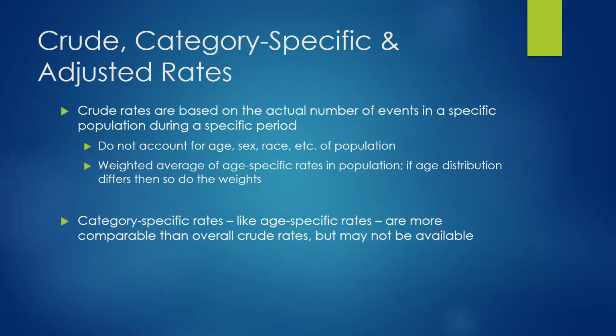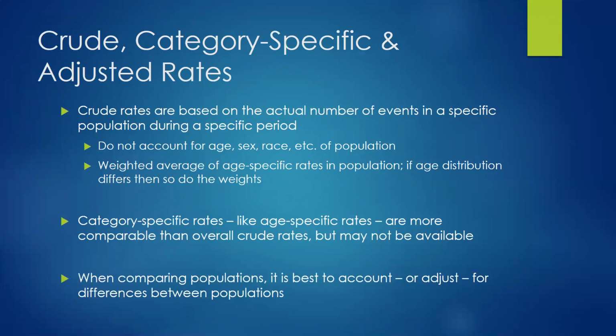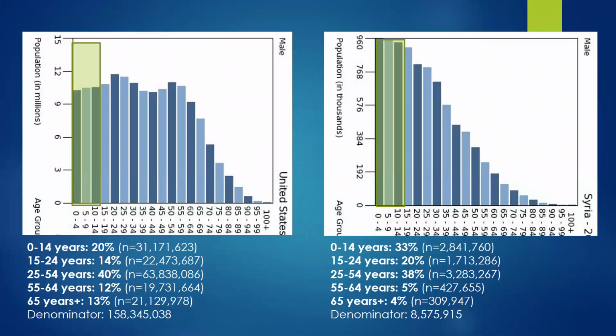similarities are greater. Another approach, rather than comparing lots of different age-specific rates, since there can be a lot of them, is to just age adjust our overall number. So again, looking at the US and Syria here, we've turned those population pyramids on their side. And this is just highlighting the fact that 0 to 14-year-olds in the US make up 20% of the population, while in Syria they're a third.